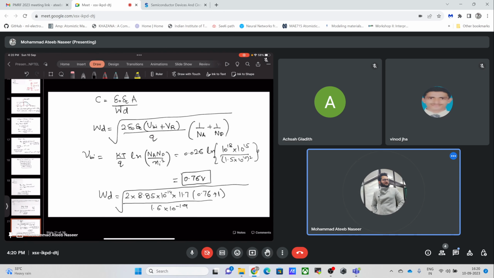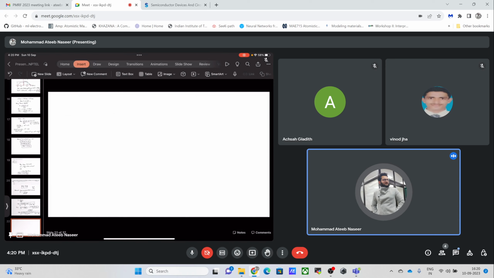Okay, 1 by NA. NA is simply 10 to the power of 18. So it is simply 10 to the power of 18 plus 1 by 10 to the power of 15. From this, you will get the value of this depletion width, WD, and from that you can find the capacitance simply by equating it to epsilon naught epsilon R A by WD, and then equate it to 1 by 2 pi root of LC.